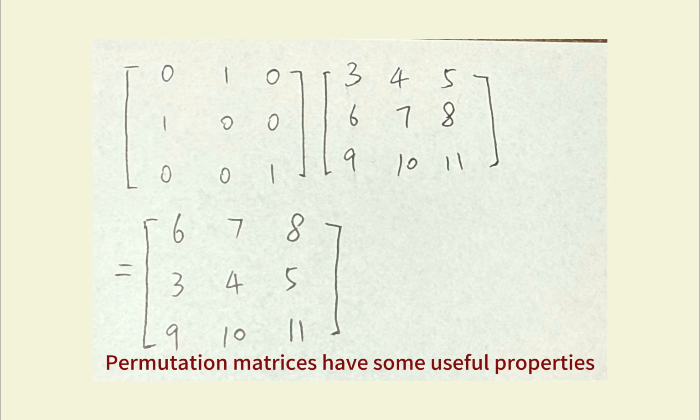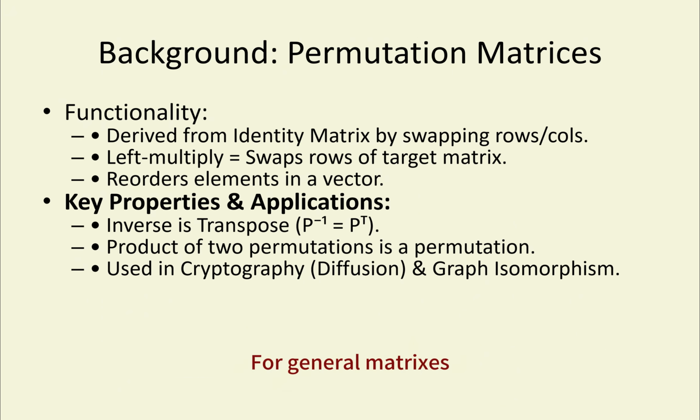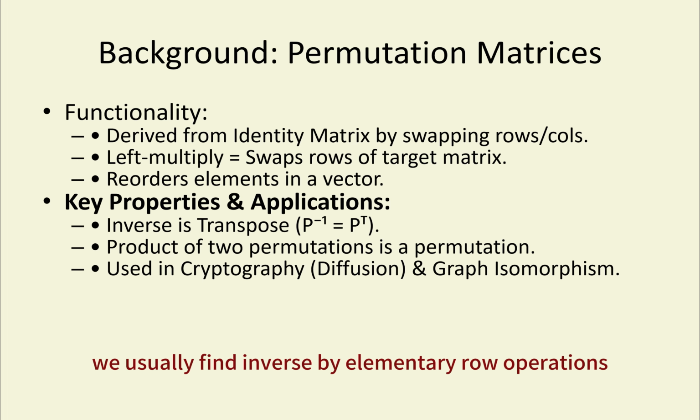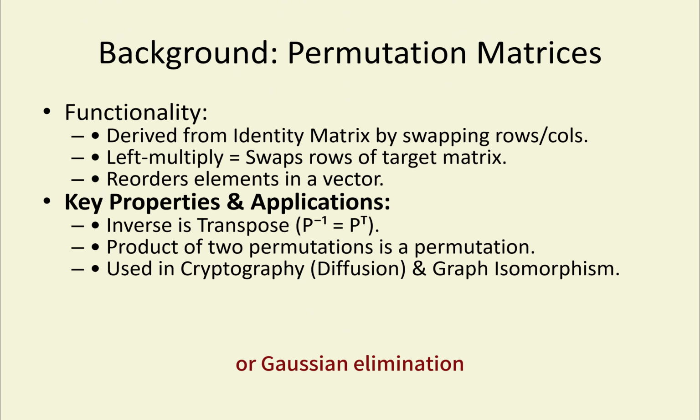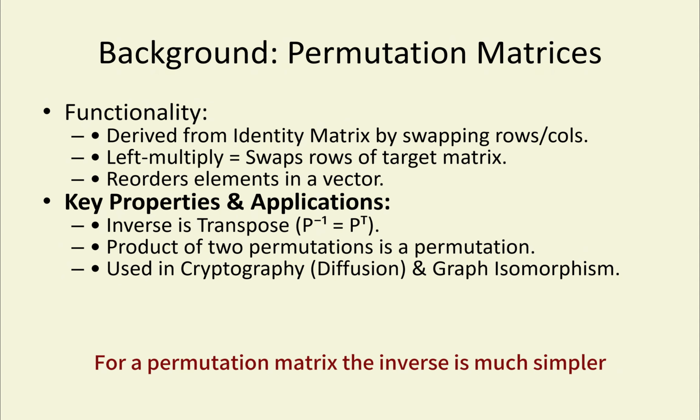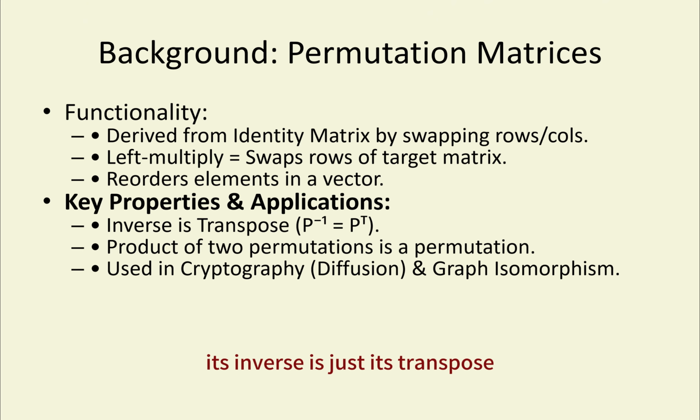Permutation matrices have some useful properties. For a general matrix, we usually find the inverse by elementary row operations, or Gaussian elimination. For a permutation matrix, the inverse is much simpler. Its inverse is just its transpose. Also, the product of two permutation matrices is again a permutation matrix.